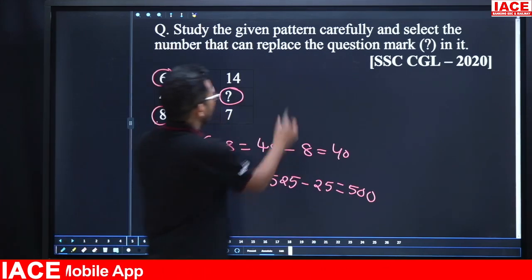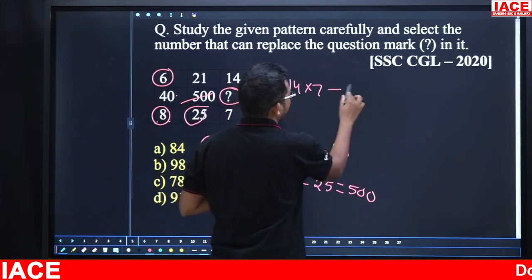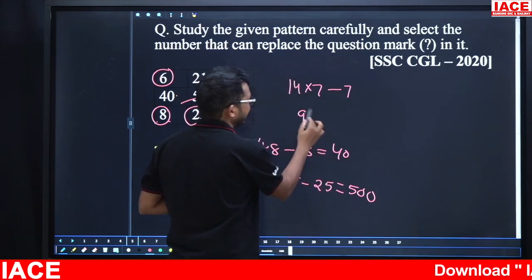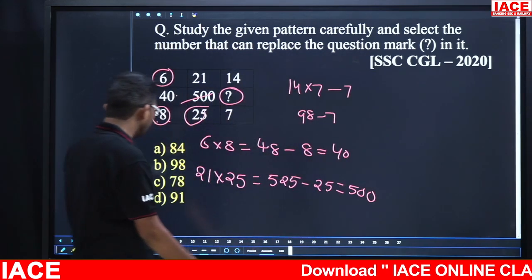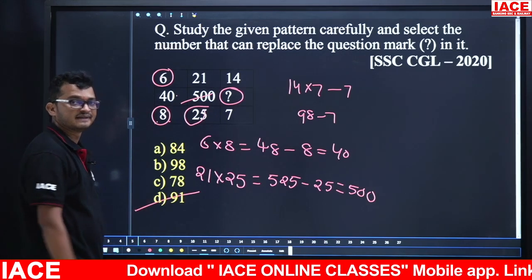In the same manner, 14 into 7 minus 7. So 14 into 7 is 98. Minus 7 is 91. So the answer is option D.